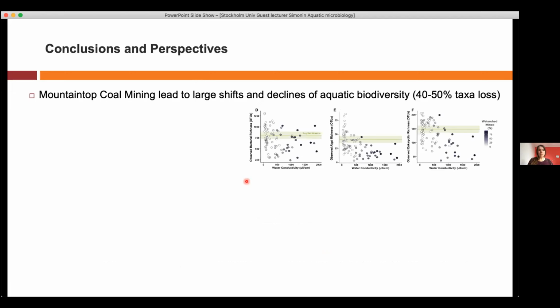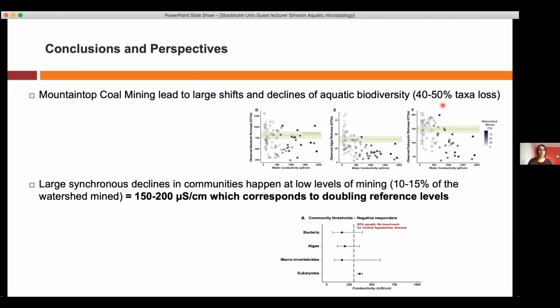So in conclusion, we found that mountaintop coal mining is leading to large shifts and declines in aquatic biodiversity, not only of macroinvertebrates or fish, but generally across the tree of life. Using eDNA, we were able to find declines in aquatic biodiversity close to 40 or 50% loss of taxa, depending on the group considered. And we found large synchronous declines in community.